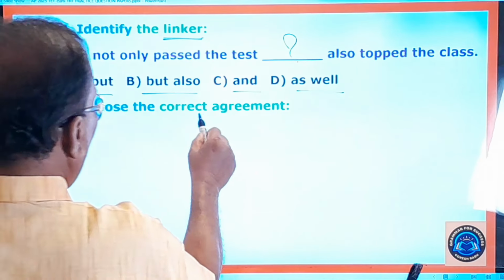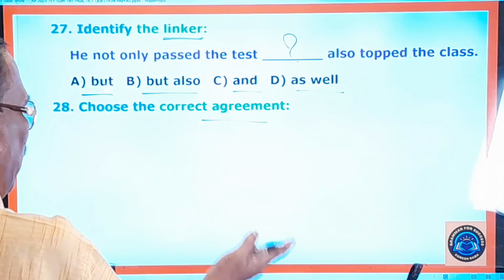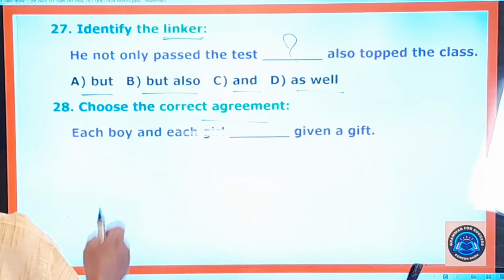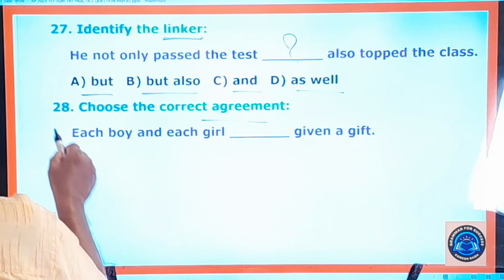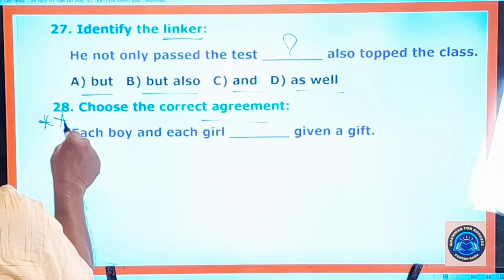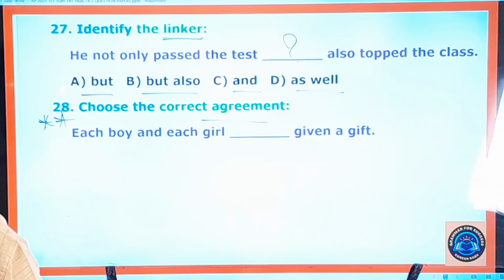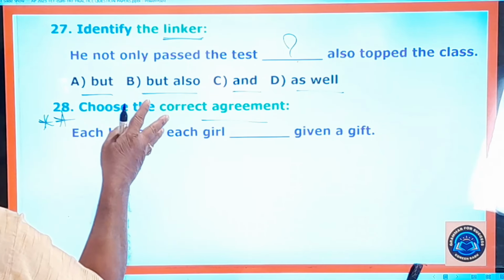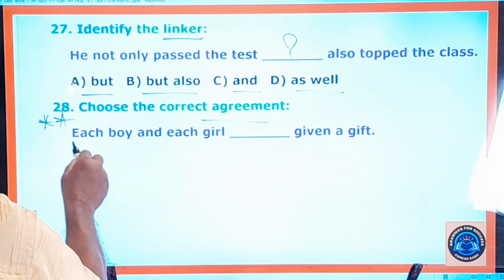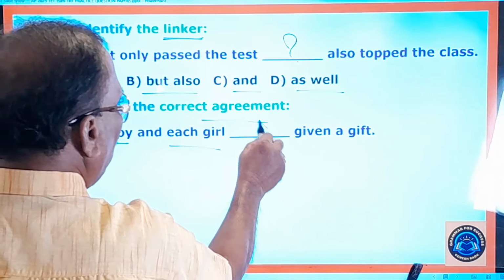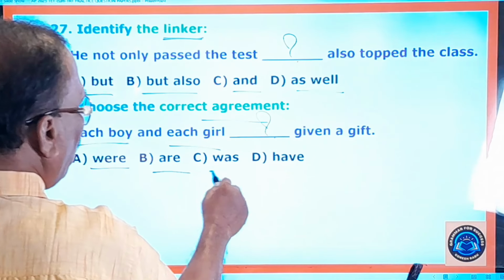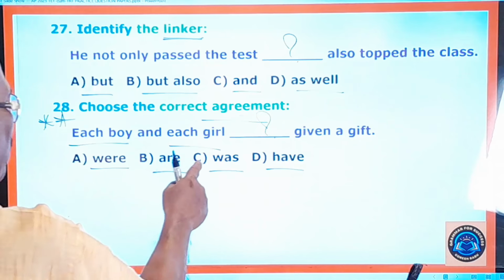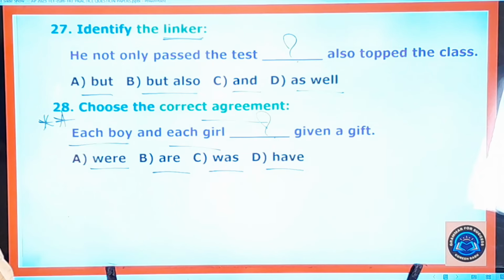Choose the correct agreement. On subject verb agreement also some question is going to be given, and here each boy and each girl dash given a gift. Remember, this is also a very important question, okay, and I'm going to explain this question a little bit elaborately. So each boy, each girl, and what to be used in this blank now? Were or are or was or have. What to be used in this blank? You know that very well, you choose it. And you go to the next question.